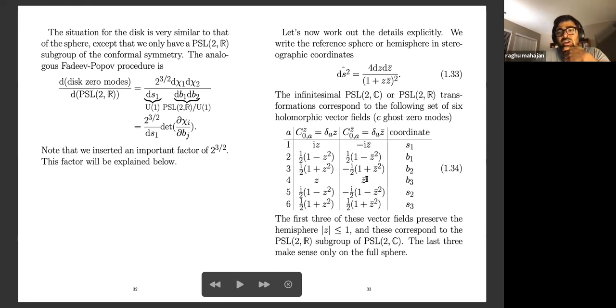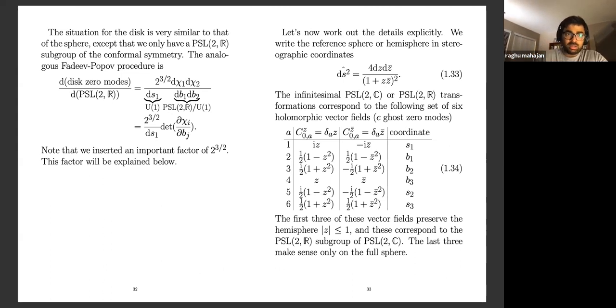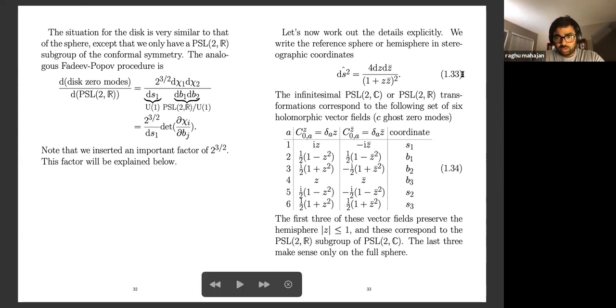On the other hand, if you look at number 4, this is a real rescaling of z. And then you see that the form of the metric will be changed from 1.33. So this number 4 is a form of a broken generator. It generates a new configuration of sigma given this configuration of sigma in 1.33.